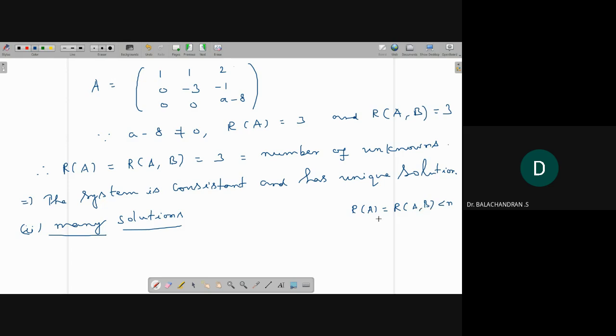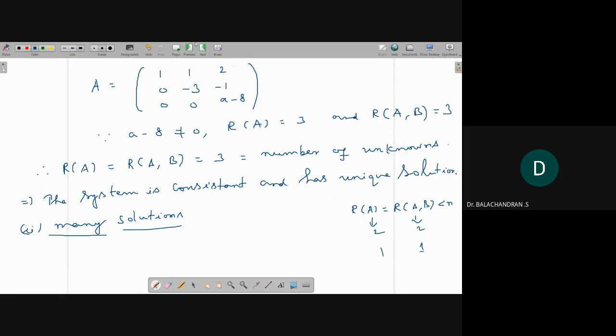So what are the possibilities? Either this is 3 and this is also 3. But that is not possible. So this is 2 and this is 2, or this is 1 and this is also 1. So these are the two possibilities.